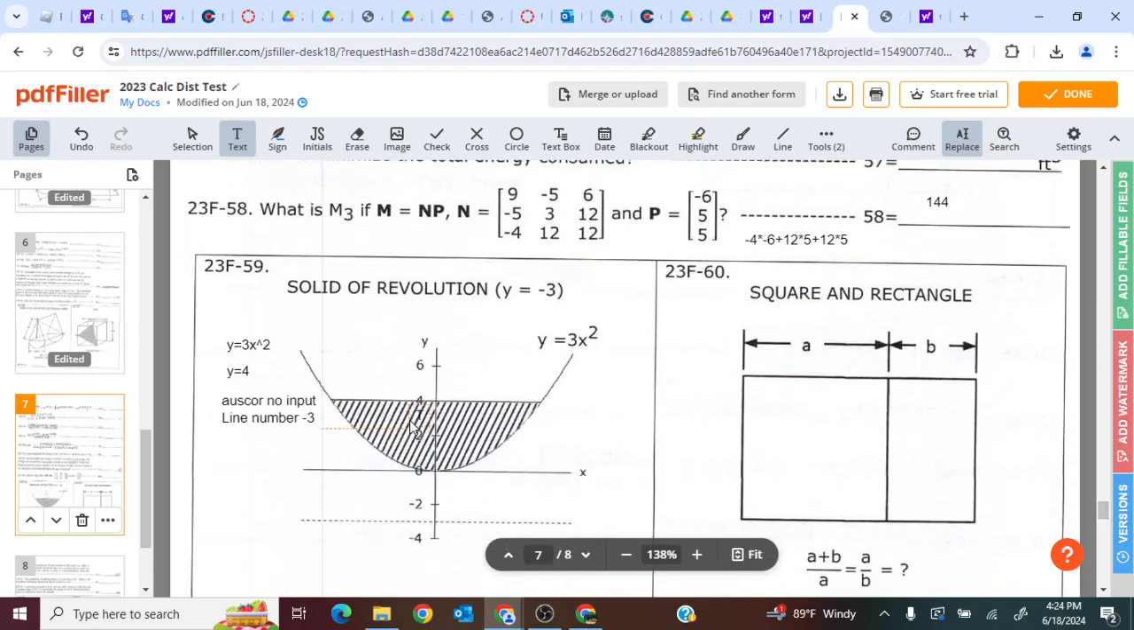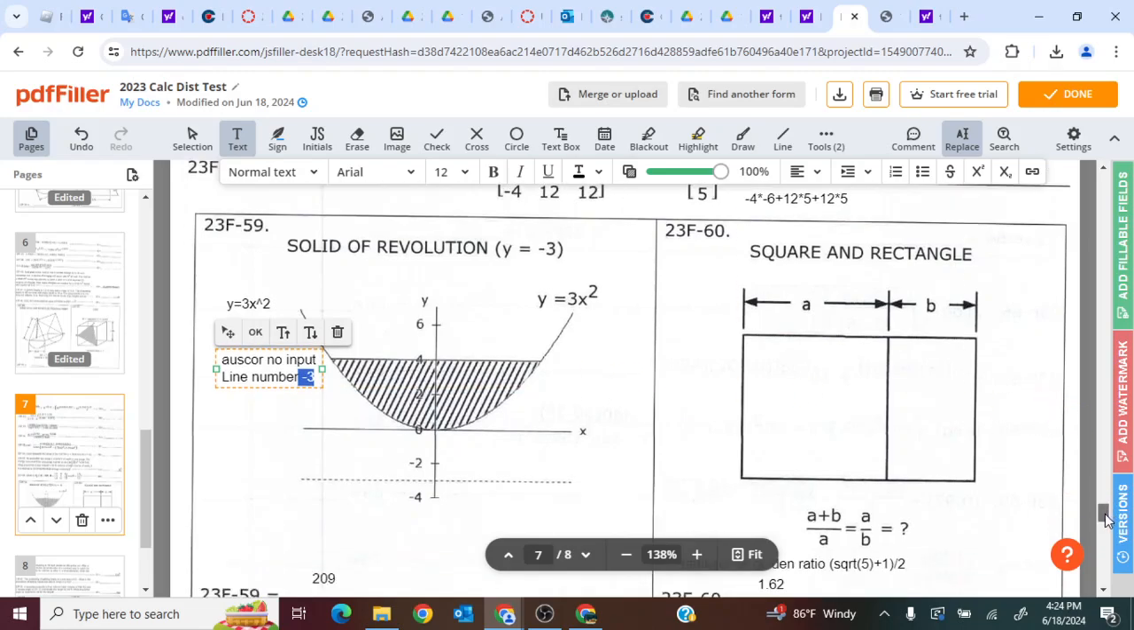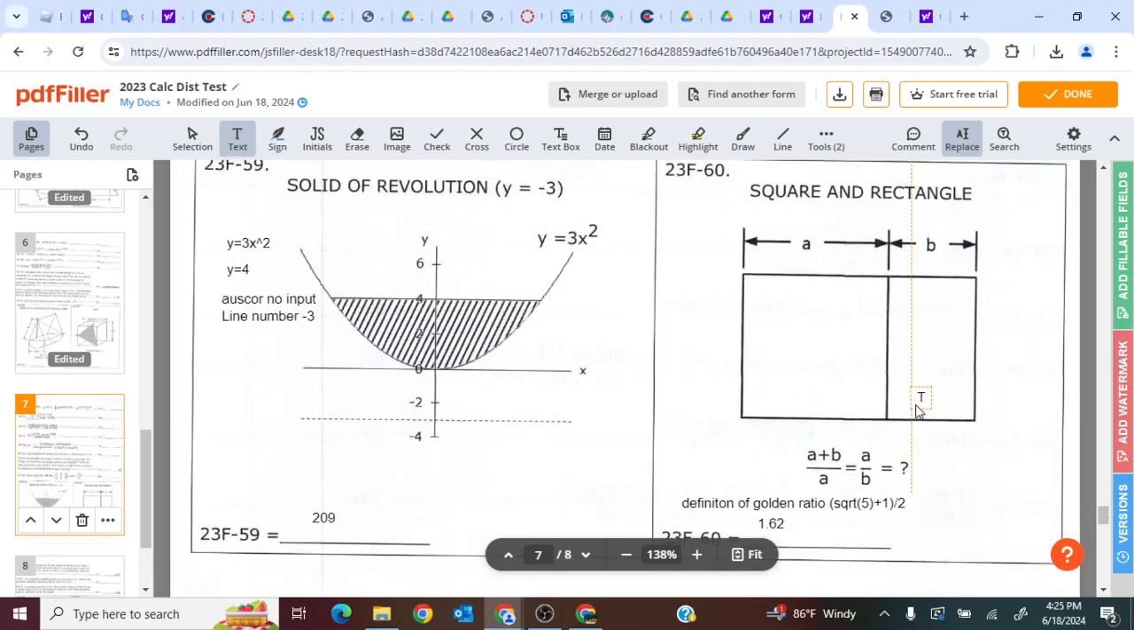59, solids of revolution. We have a good program for 59s like this. The upper bound is the equation y is equal to 4, and it's also bounded by the equation 3x squared is given here. So fortunately, since they're at the intersection, we can do OXOR no input, use that program, and the line number must be -3, and then you do the y equals volume to get a value of 209.